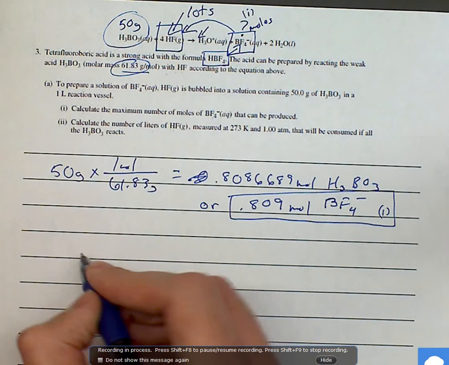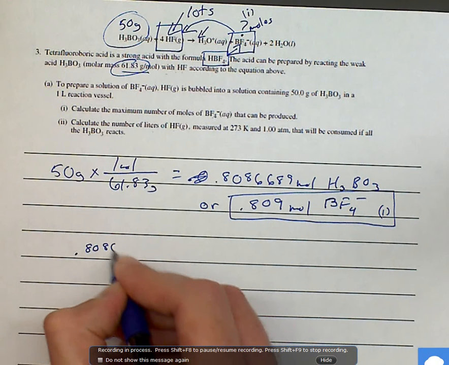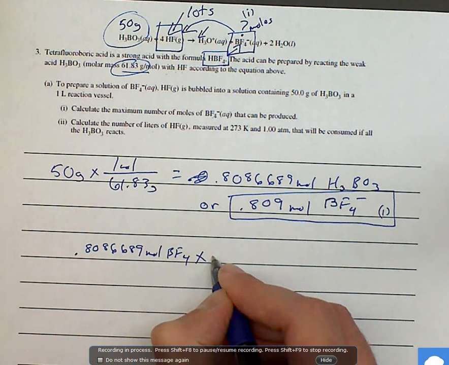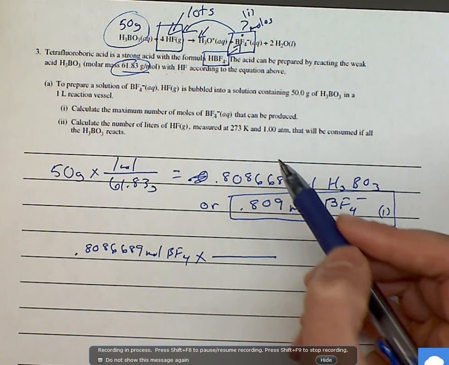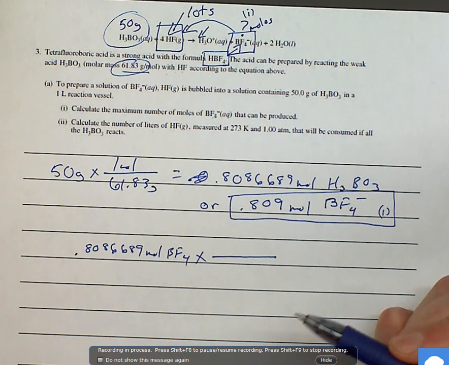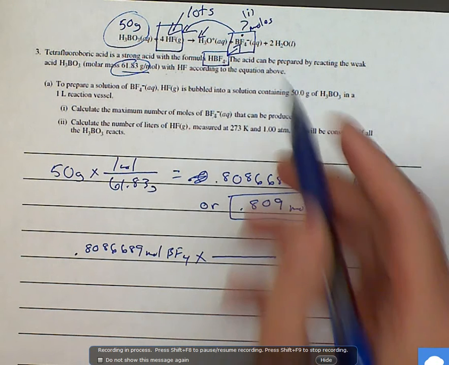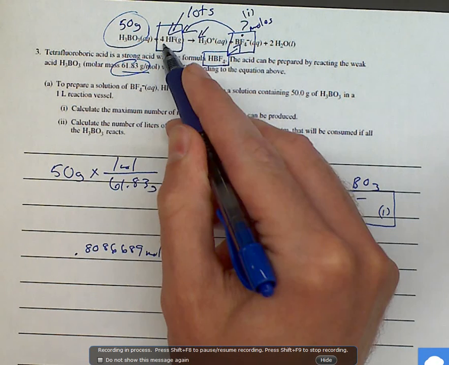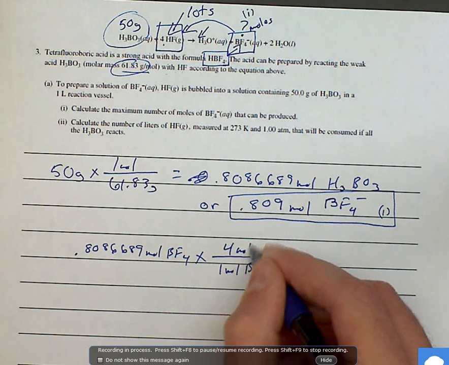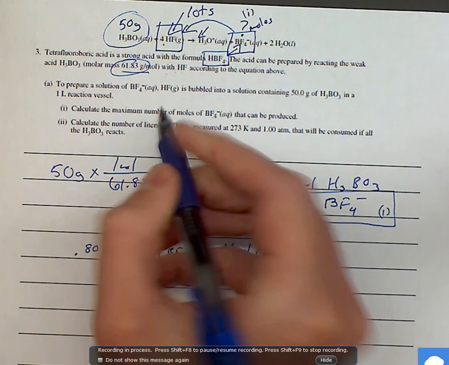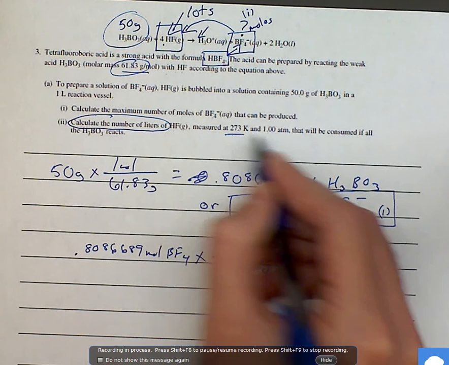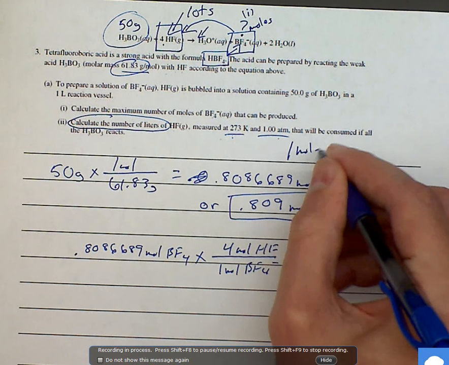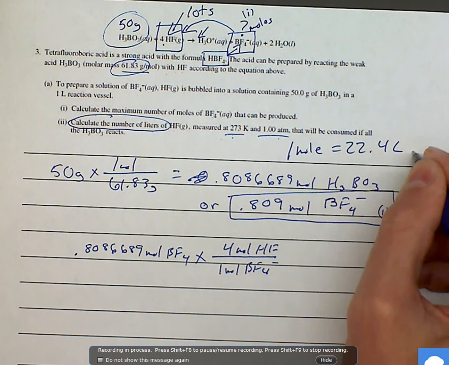So here I have my 0.8086689 moles of BF4. And I'm going to multiply this by my molar ratio. So that means I have 1 mole of BF4 to every 4 moles of HF. And this is asking me for the number of liters, and it gives us standard conditions. This is really good because at standard conditions, 1 mole equals 22.4 liters of a gas. Just like we taught.